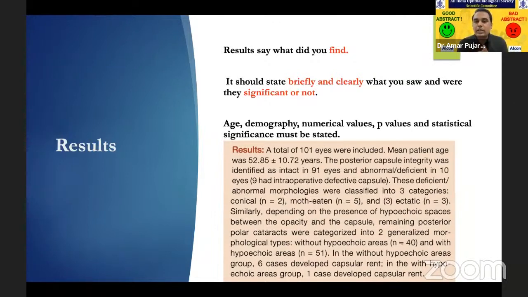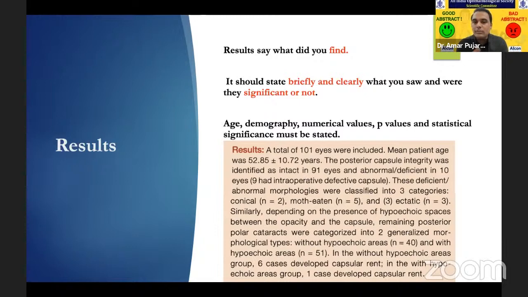But here you need to understand, you can see the results section of my paper, where I said that I analyzed 101 eyes of post-polar cataract. The mean age was this much, with standard deviation. In this, I was able to find intact capsule in 91 eyes and deficient in 9 eyes. And in the deficient capsule, I was able to categorize three patterns: one is conical sign, second is Moore-Thurton pattern, third is ectatic pattern.